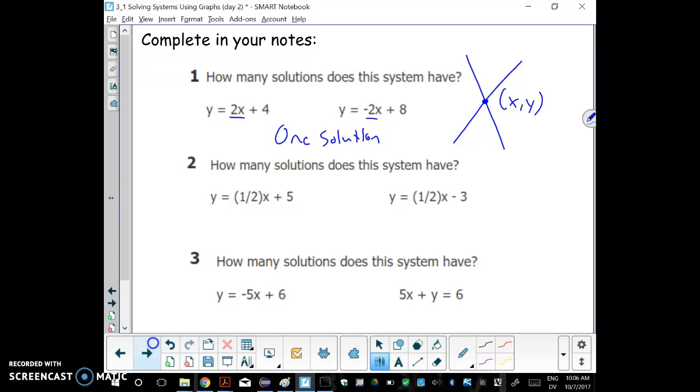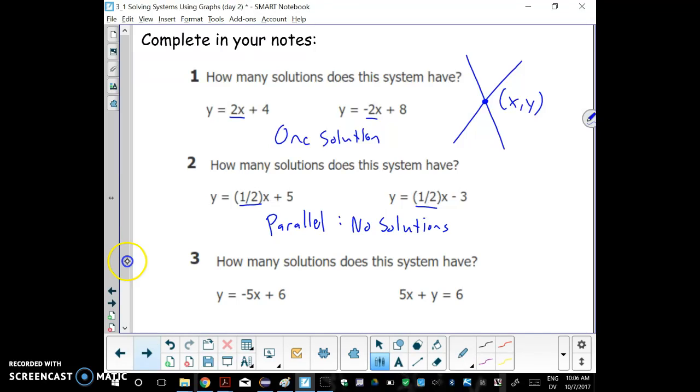The second one, these are already in y equals again, so that's kind of nice. And we can see that they have the same slope, but different y-intercepts. So this is parallel lines. So this is going to be the no solutions case because the two lines will never cross.